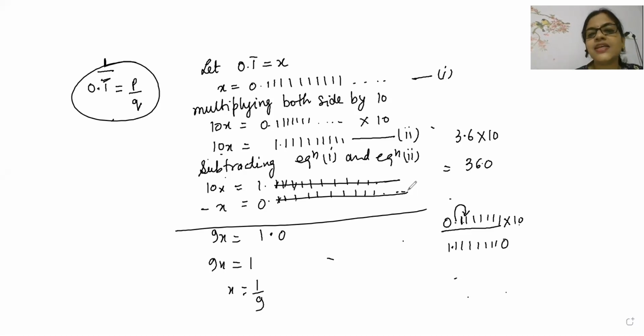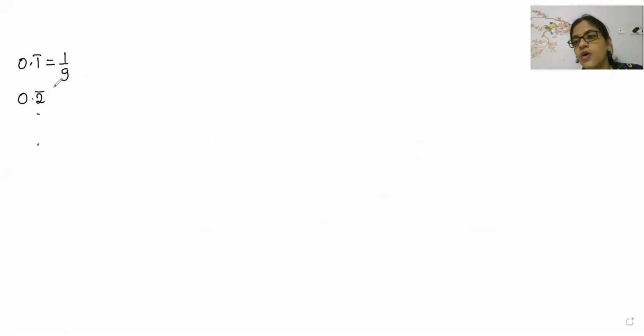Now I'll solve the next question. What we have learned here is that 0.1 bar is written as 1 by 9. Now the next question is 0.2 bar. Listen to me very nicely and see the recording again and again, you will be able to understand.